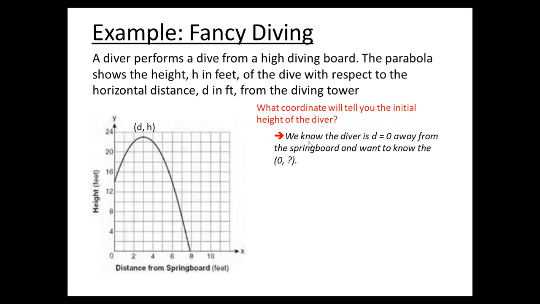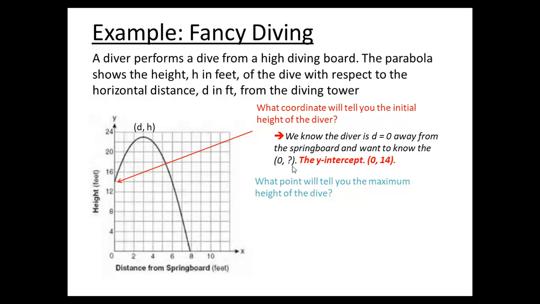Well, we know that when the diver is 0 feet away from the springboard, the diver must be on the springboard. So we want to know what the corresponding coordinate is when I have 0 and something. Now that would be this point. That's the y-intercept, and our coordinate is (0, 14). So 14 feet is the initial height of the diver.